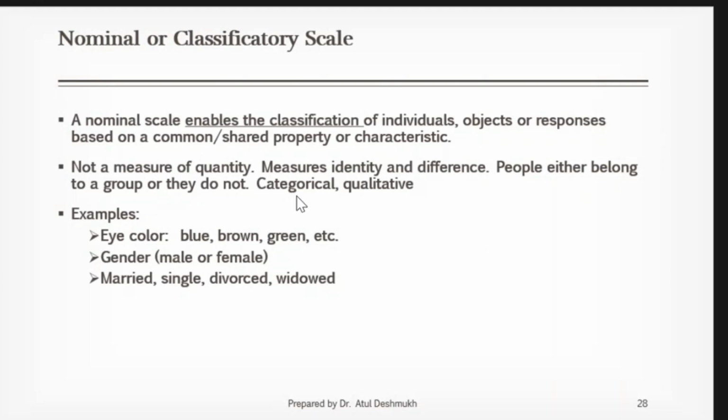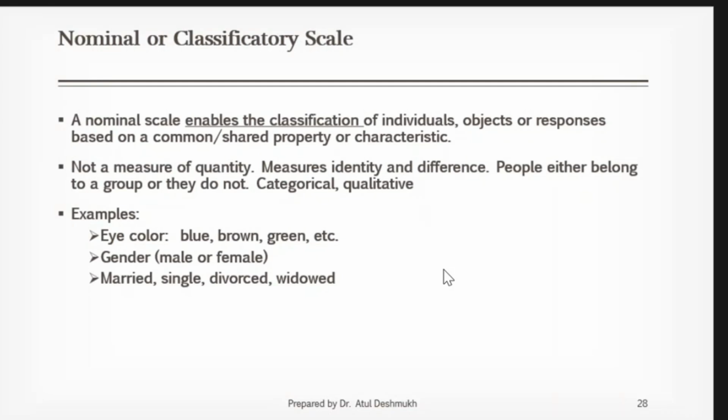People either belong to a group or they do not. So a person will belong to either the male or the female group, right? They are categorical, discrete, categorical and qualitative. Categorical means it is discrete. I can say that there are 20 males and 20 females. Can I say that there are 19.5 males and 21.5 females? It is not possible.